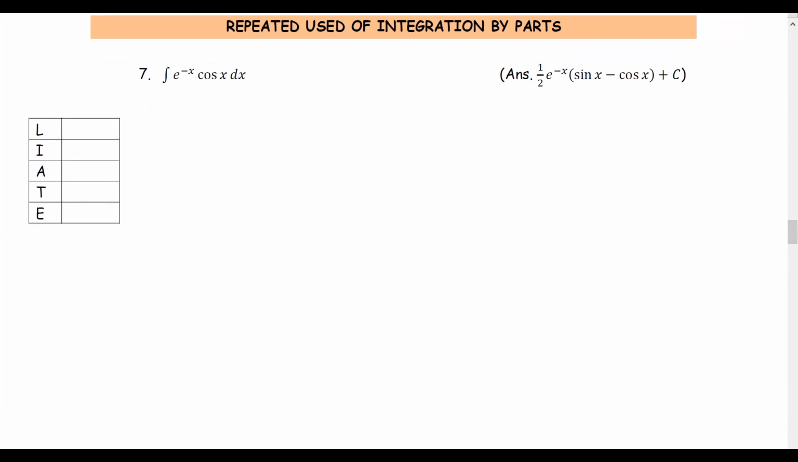Another common case for integration by parts is called repeated use of integration by parts. Like in this example, we have the product of e to the negative x and cosine x as the integrand. Use LIATE to identify the type of these two functions. E to the negative x is an exponential function, cosine x is a trig function. So let u be cosine x, and e to the negative x dx is the dv.